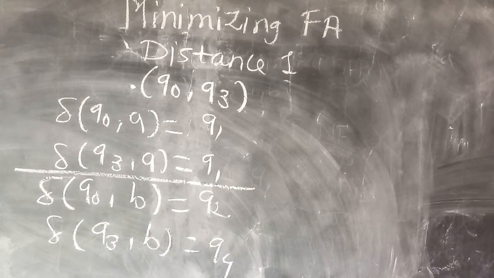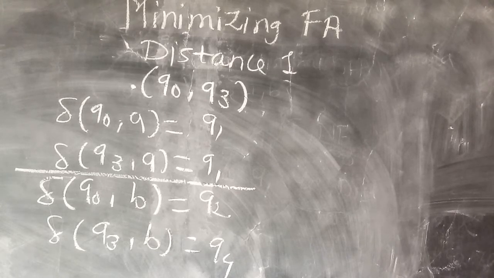Again, this belongs to the same set of states, that is Q2 and Q4 are present in the set of final states. Both belong to the same set. So here there is no distance present for Q0, Q3. This means it can be concluded that in future there cannot be a distance present for this state.